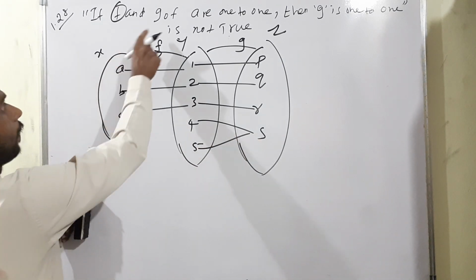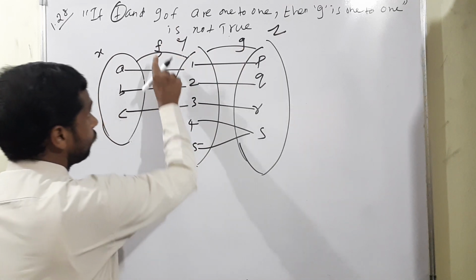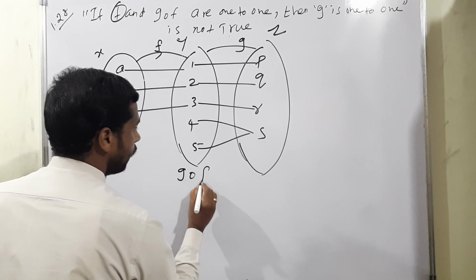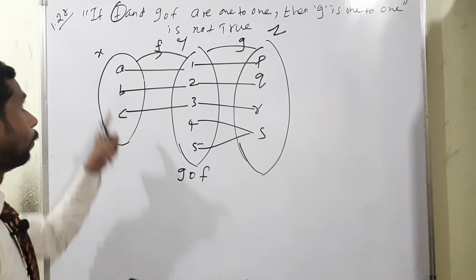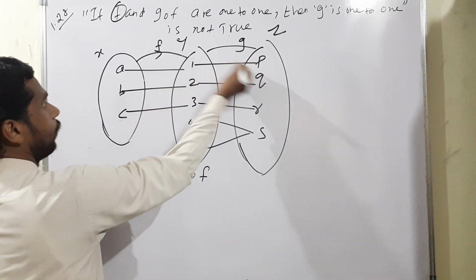Now just comparing g dot f. How do we read f composite of g? F composite of g definitely means g dot f. So we already proved f is 1 to 1. At the same time, g dot f also. Comparing g dot f, listen.